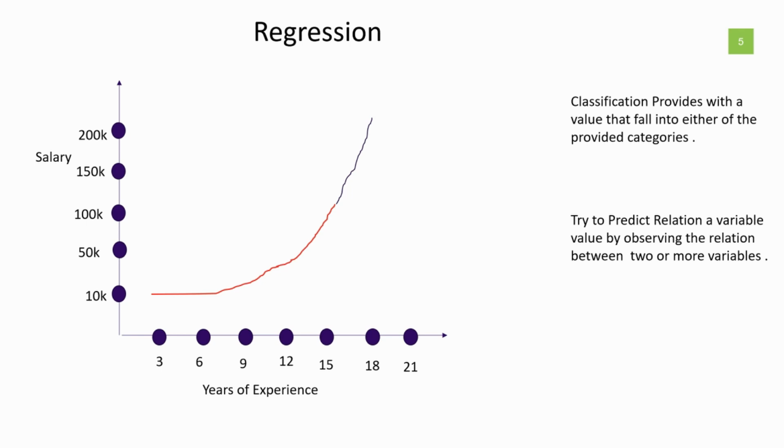So for example, for let's say 21 years, I have written the tentative salary here, which was not present in our data set. So here I am trying to observe the relationship between salary and years of experience, and I'm trying to get the future value. Guys, this is just two variables. I can have multiple variables also. This is just to explain what regression is.